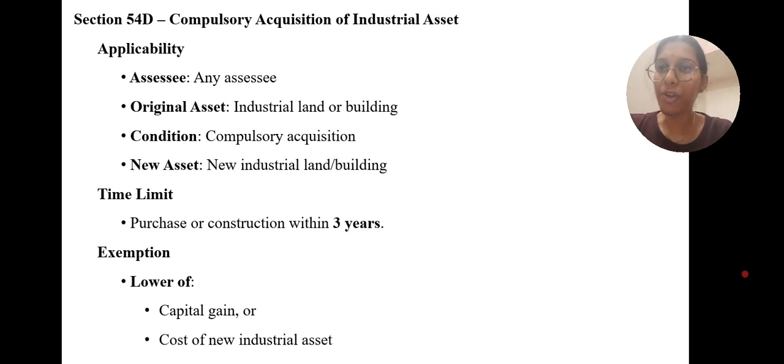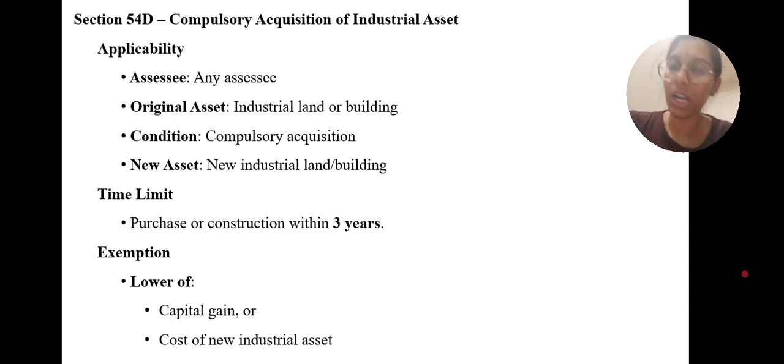Next one, under section 54D. This exemption is for industrial property. It is applicable for any assessee. What are the conditions? Compensation should be received. When I sell an industrial asset, I should have received compensation or capital gain for it, and I should have reinvested in a new industrial asset.